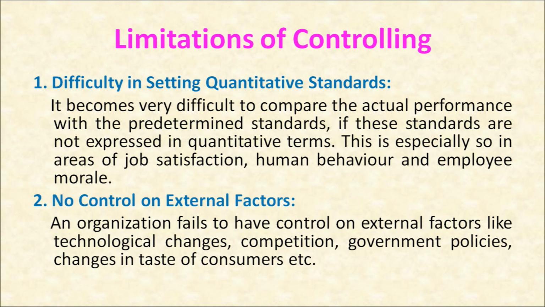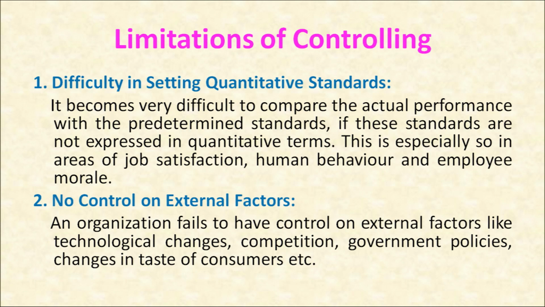So in order to measure the performance, it is necessary that these standards, as far as possible, must be quantitative, like maybe in terms of revenue, sales targets, or profits. But then quantitative standards are not always possible because there are many other dimensions in the organization wherein quantitative standards cannot be established, and there the controlling mechanism becomes very limited or difficult.